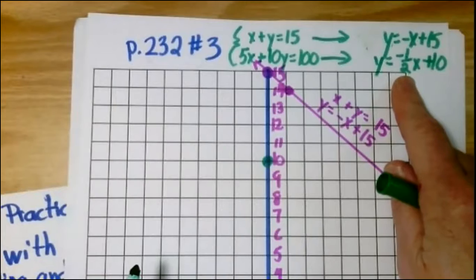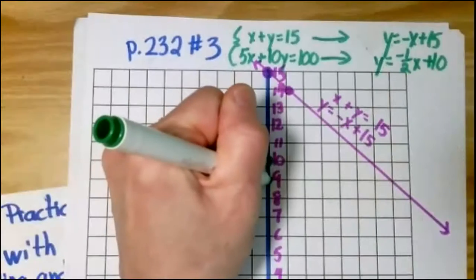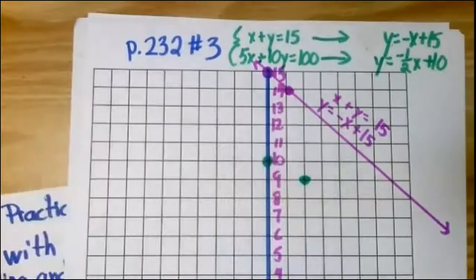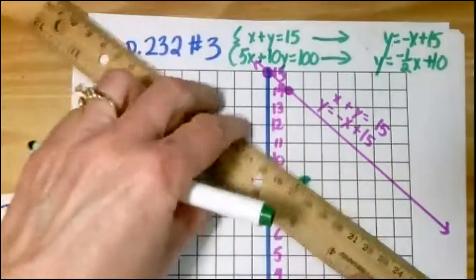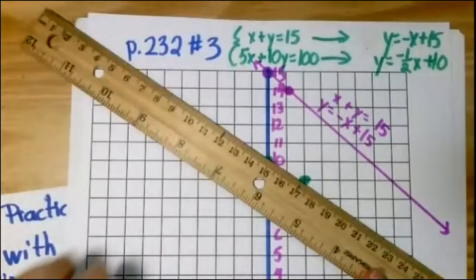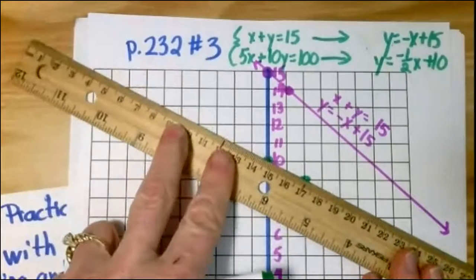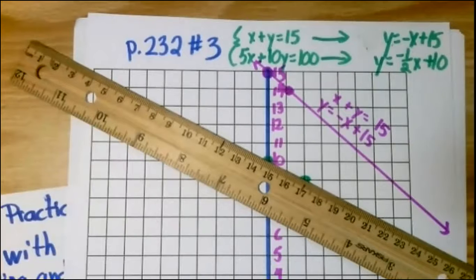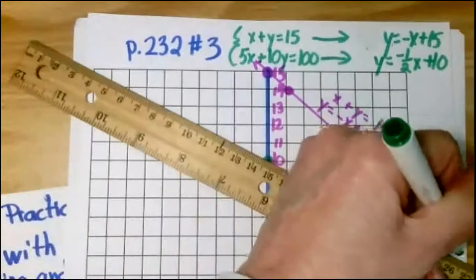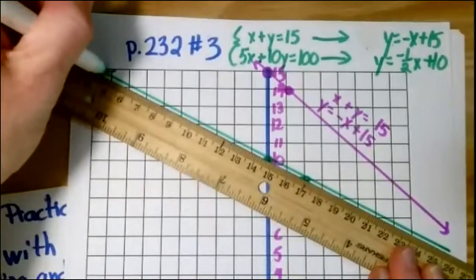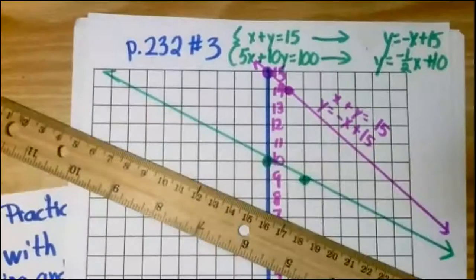Negative 1/2, that's down 1 to the right 2, down 1 to the right 2. And I don't know how we're going to see this point of intersection here. I wonder if I need to. Yeah, it's going to actually run off the graph is what's going to happen. So I'm going to have to put another piece of graph paper next to that one so that we can see where that point of intersection is.